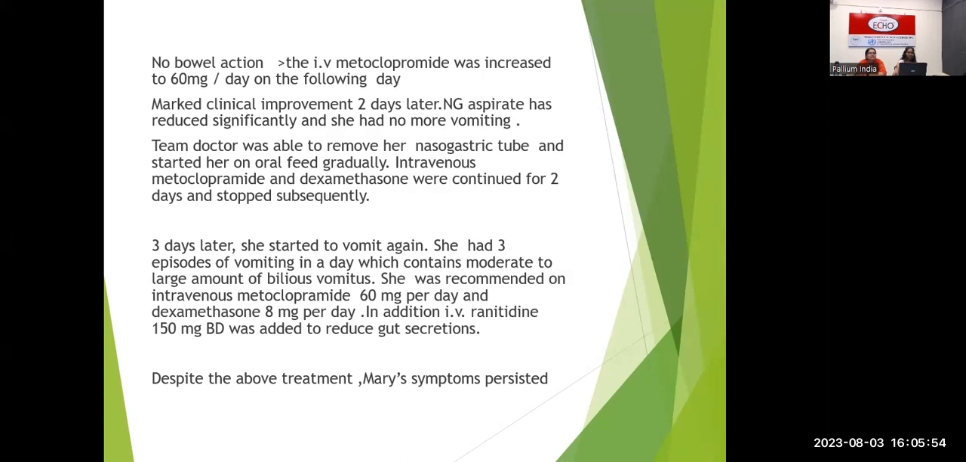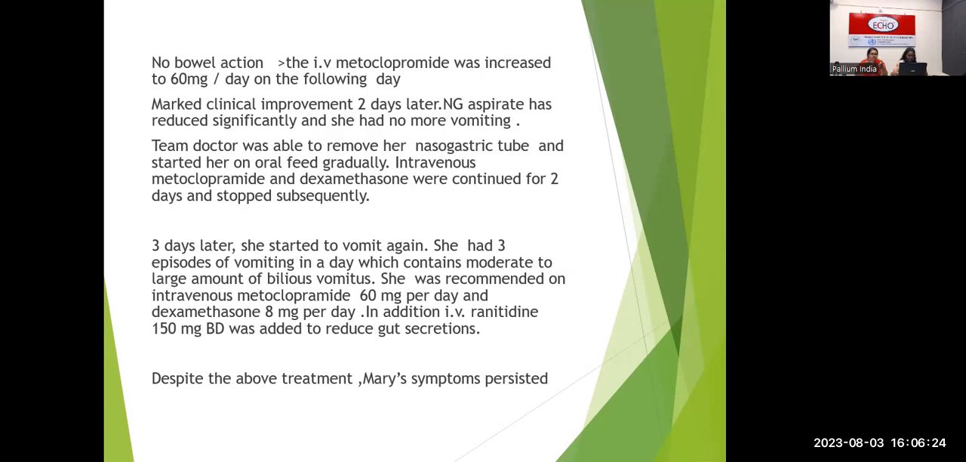Why do you think it still persisted? Here again, the dose of dexamethasone was not increased. See, this is a very commonly seen mistake. That is why I'm trying to put these mistakes in, so that you'll be able to identify them. The dose of dexamethasone should be increased again, and the IV metoclopramide 60 milligrams may not be sufficient. You may have to start her on a continuous infusion. These are the common mistakes that you see when you're treating a patient with intestinal obstruction.